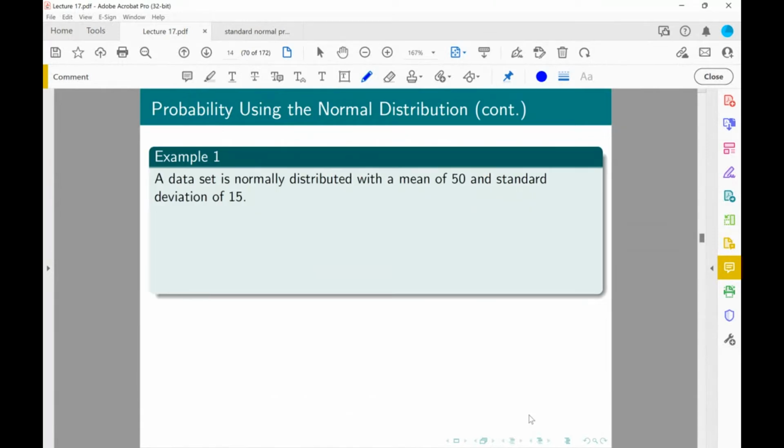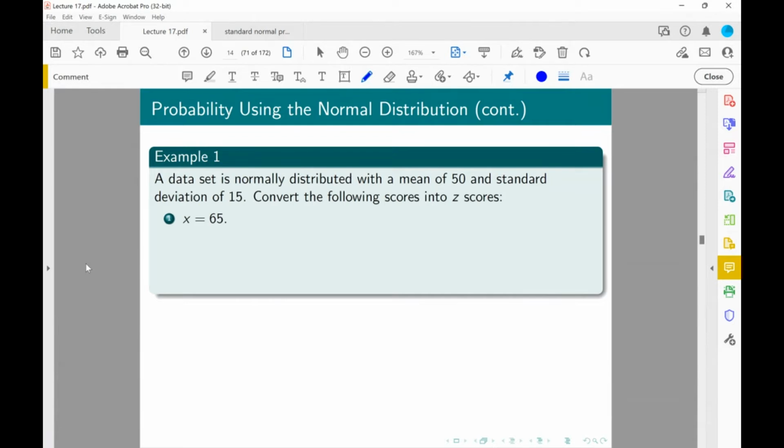Okay, so let's see it in practice. We have some data set, and we know we've calculated that it has a mean of 50 and standard deviation of 15. It's worth noting that it does say that it's normally distributed, so it follows that bell curve. We want to convert the following scores into z-scores. So 65. What do we get as our z-score of 65?